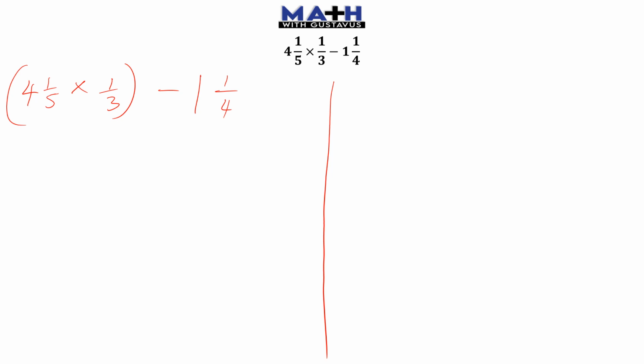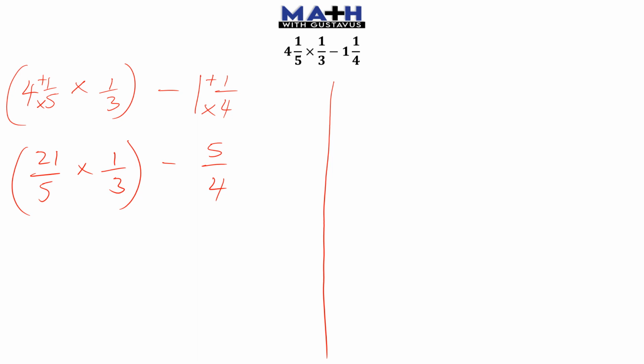All right, so let's convert all the mixed numbers now to improper fractions. Let's do that. 5 times 4, that's 20, plus 1, which is 21. So that's 21/5 times a third. Keep it in parentheses. Then we're going to subtract that now from 1 and 1/4. Now let's convert that to an improper fraction. So it's 4 times 1, which is 4, plus 1, which is 5. So that's 5/4.